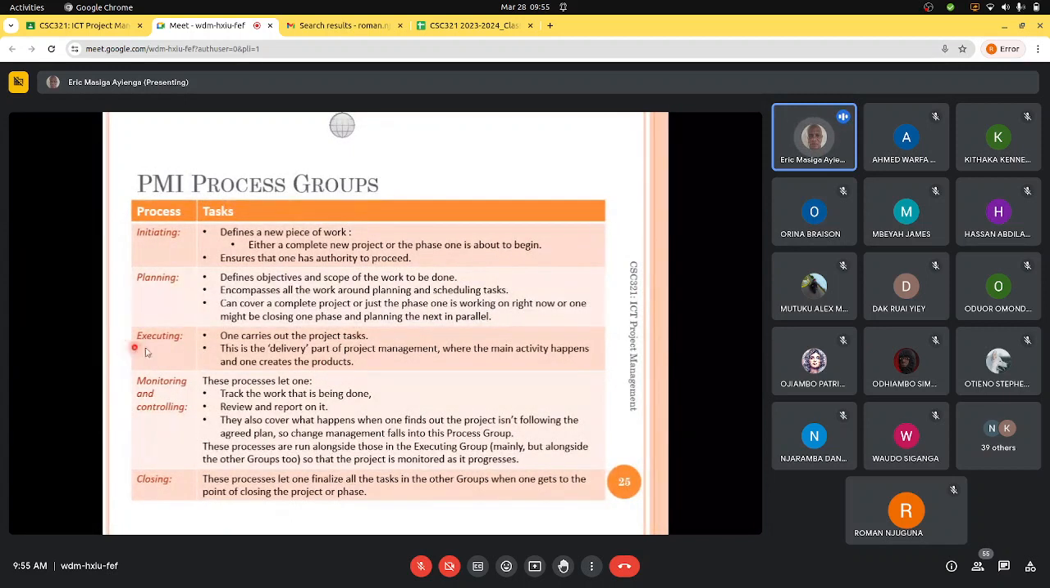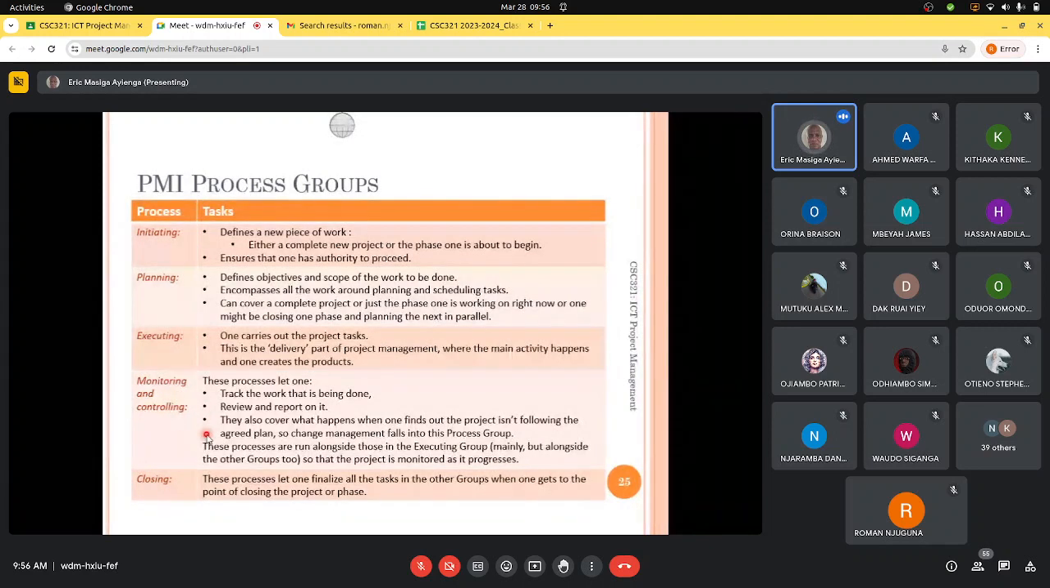Then we'll have an executing process group, which carries out the project tasks. This is the delivery part of the project management, where the main activity happens and one creates the products. Now, this is where you are actually doing the product.